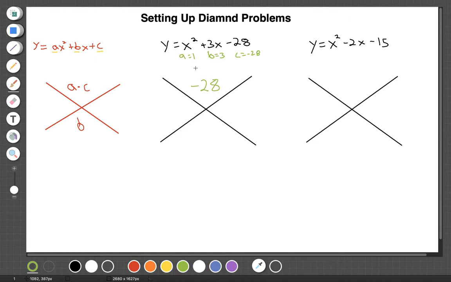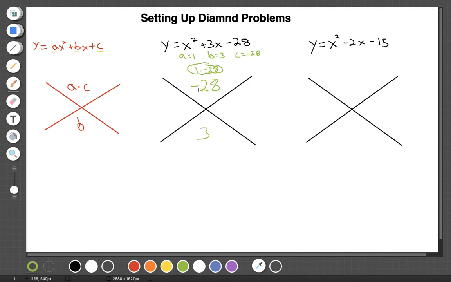And where did that come from? 1 times negative 28. Okay, and then I'm just going to put this in a bubble so we can remember. And then b is just 3, so it's that simple.